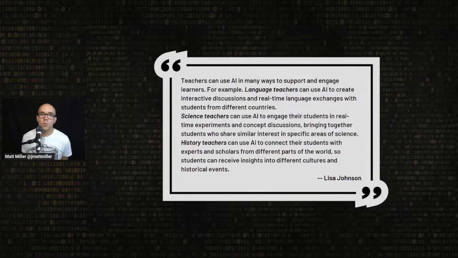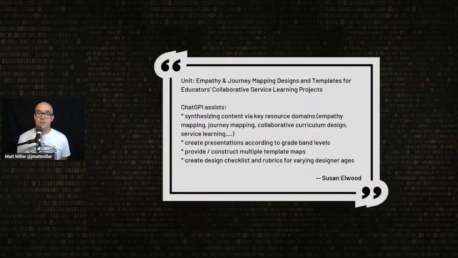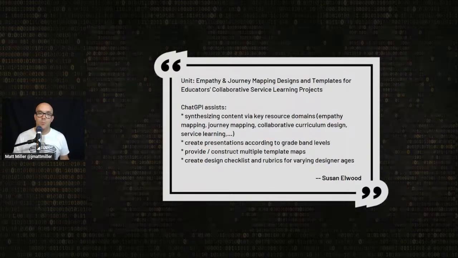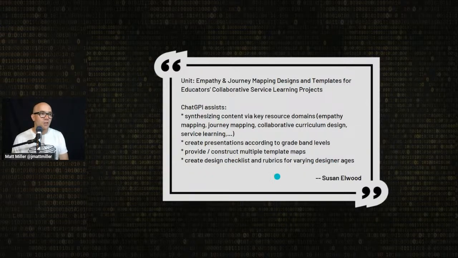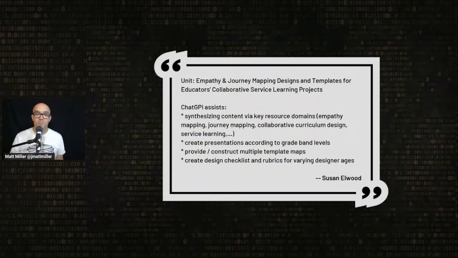Next, Susan Elwood shared a unit that she came up with where ChatGPT can support it. Empathy and journey mapping designs and templates for educators' collaborative service learning projects. And then she talks about how it can synthesize content, create presentations, provide template maps, and create a design checklist and rubrics. Lots of great things that it can do to support us in the classroom.